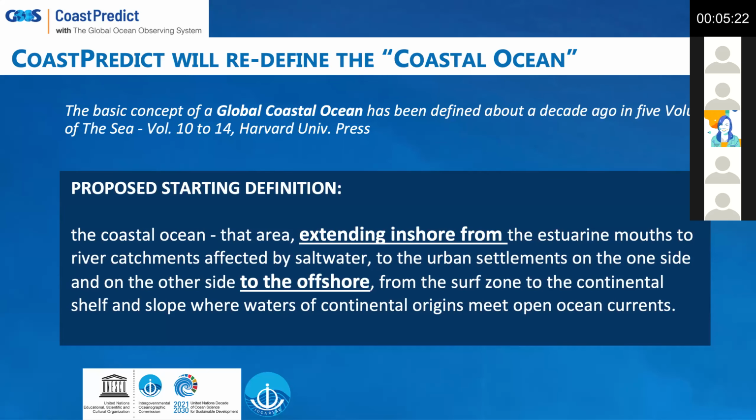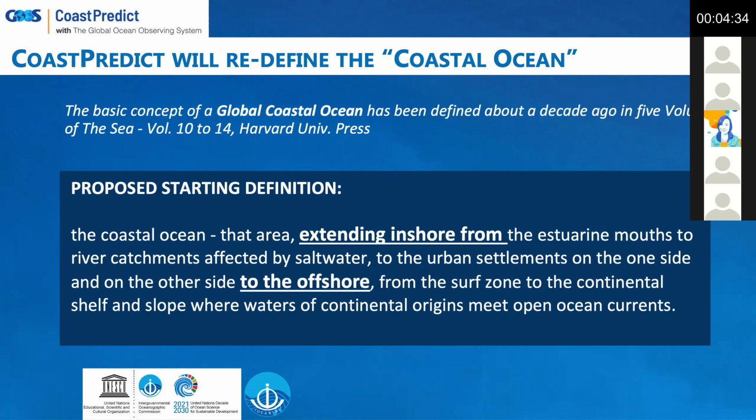So QuestionsPredict, first of all, would like to have a science transformation process. As you know, the coastal ocean has different interpretation in different countries, in different science groups, and we would like to advance what in 2010 was a definition given of the global coastal ocean. So we try to think that there is a definition of the global coastal ocean, and the proposed starting definition is the one of a large area that encompasses the land and the ocean as much as is required.